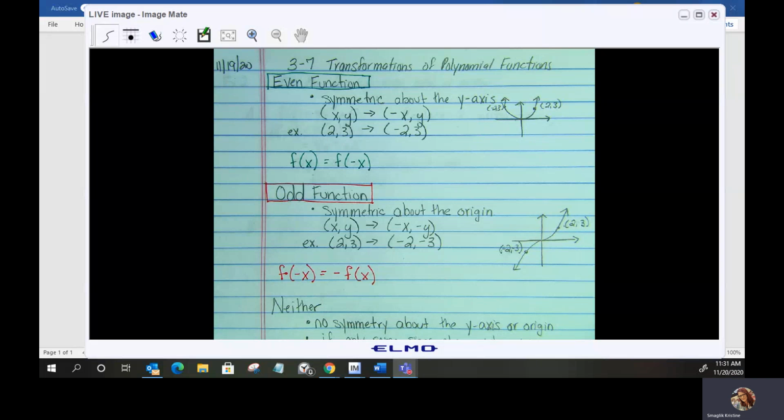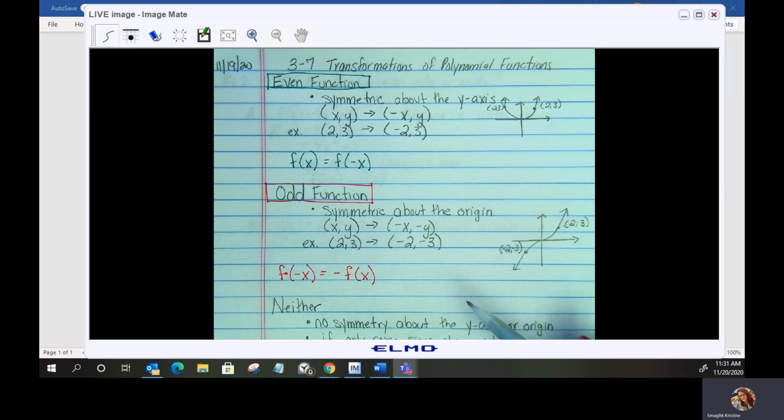And this is part of 3.7. Our topic 3.7 is on transformations of polynomial functions. In this section, we're going to talk about even and odd functions. Now, I know in topic 3 we have a lot of even and odd. You had even and odd end behavior. We looked at even and odd multiplicity.